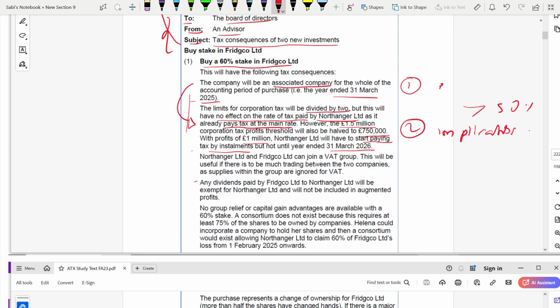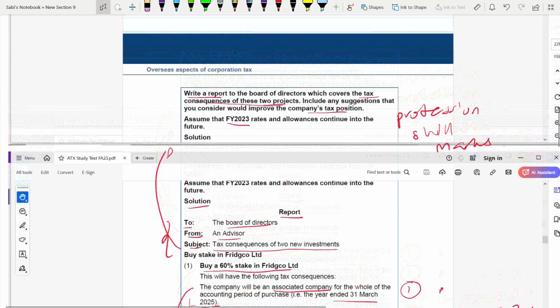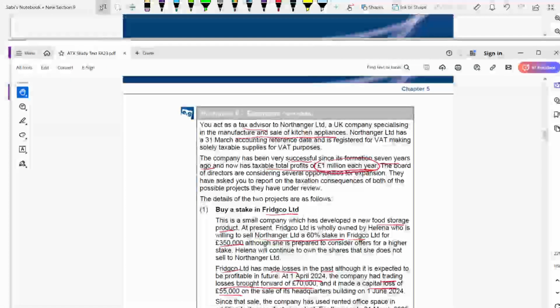Now, once more, they have talked about something about VAT. If they have mentioned anything about VAT, that you have to say. Here, account 31st March is the accounting reference date. Okay, and it is registered for VAT making solely taxable supplies for VAT purpose.